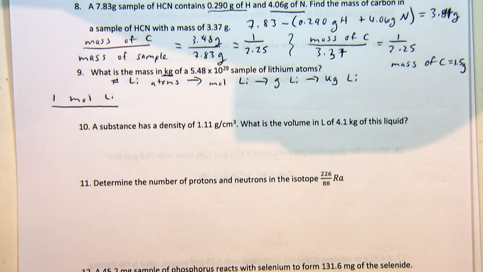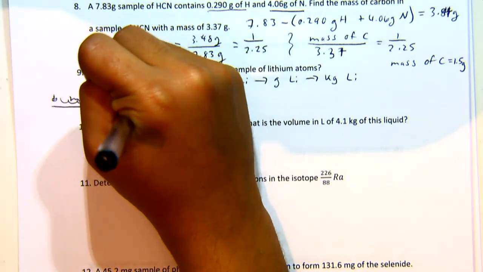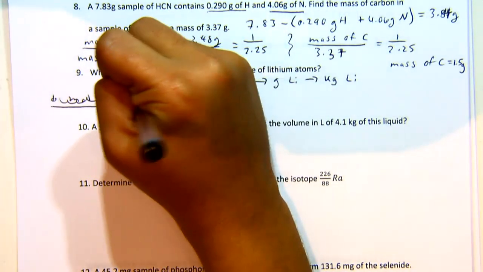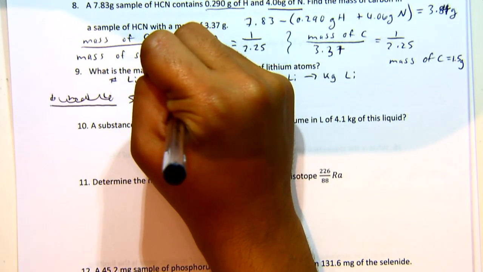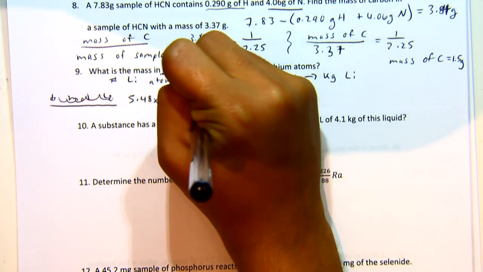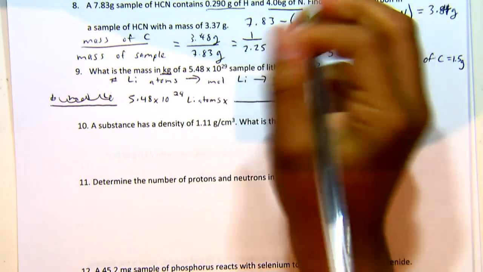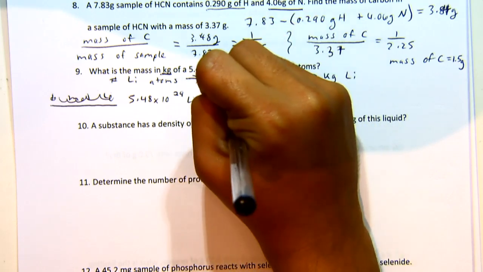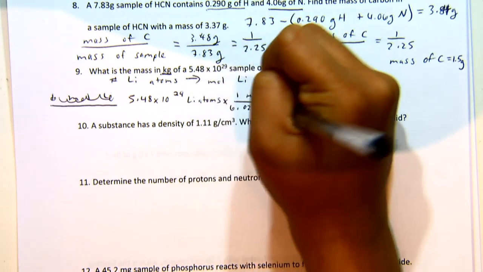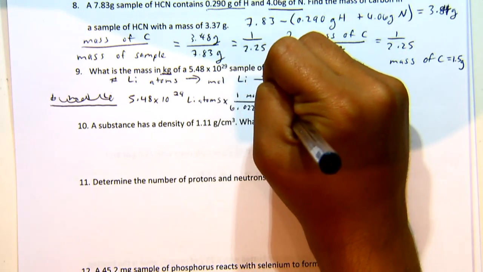So we know that, I just want to set this up the whole long way. So 5.48 times 10 to the 29 lithium atoms, and we're going to multiply this by our ratio that we know for Avogadro's number, which tells us 1 mole is going to have 6.022 times 10 to the 23rd atoms.